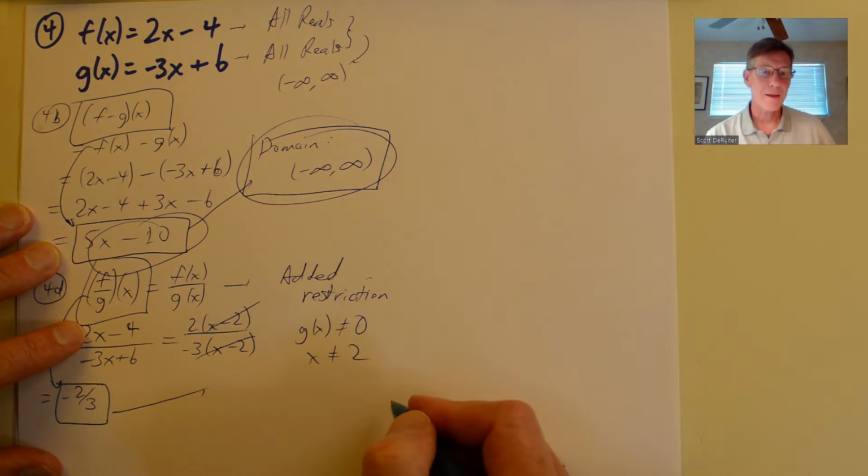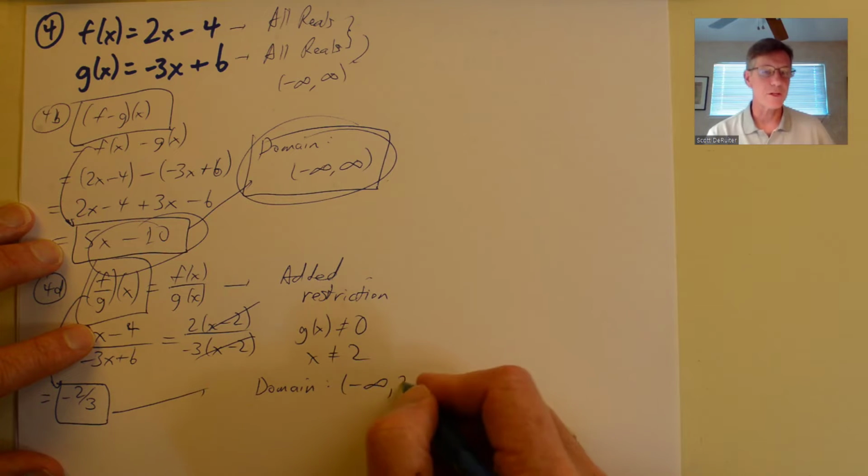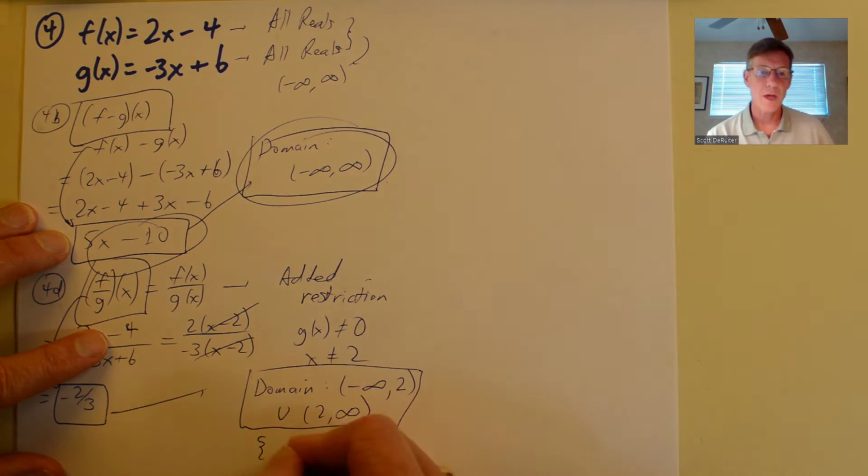So the domain is the intersection of the two domains of f and g, and then the added restriction that the denominator, the g of x, can't be 0. So there it is in interval notation. Of course, we should also be able to write it in set builder notation.